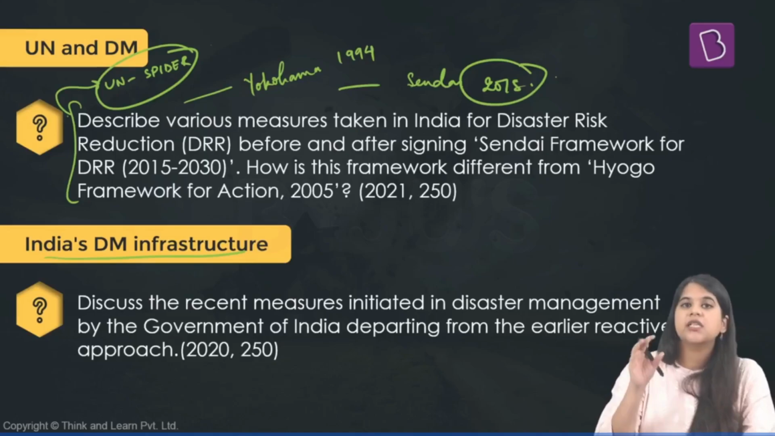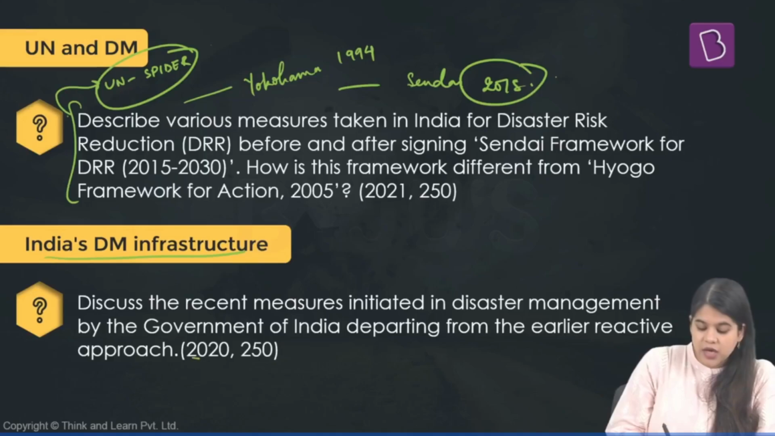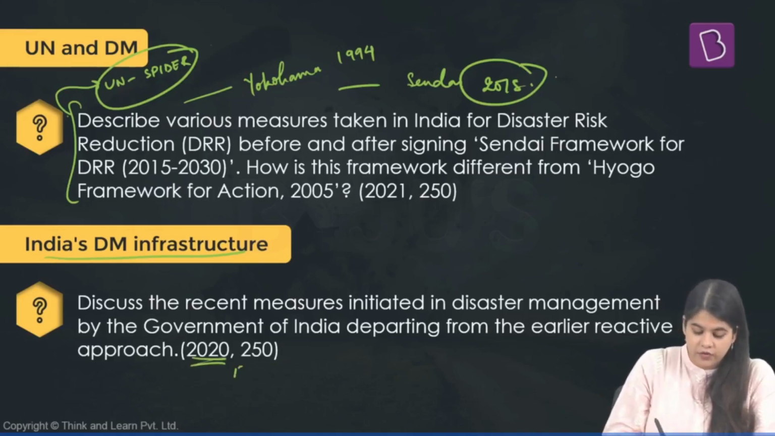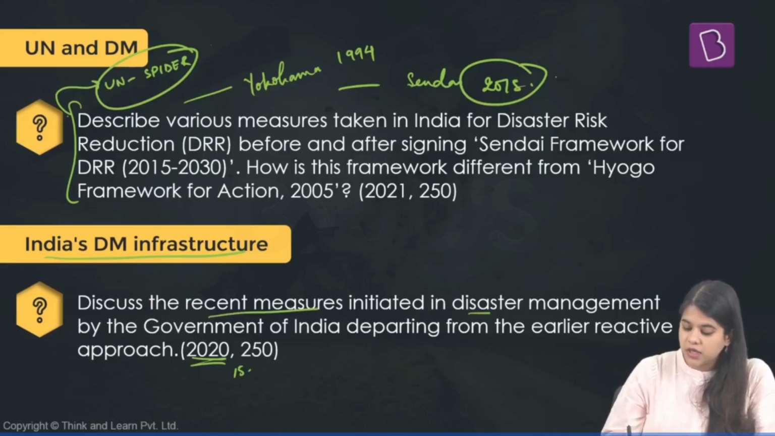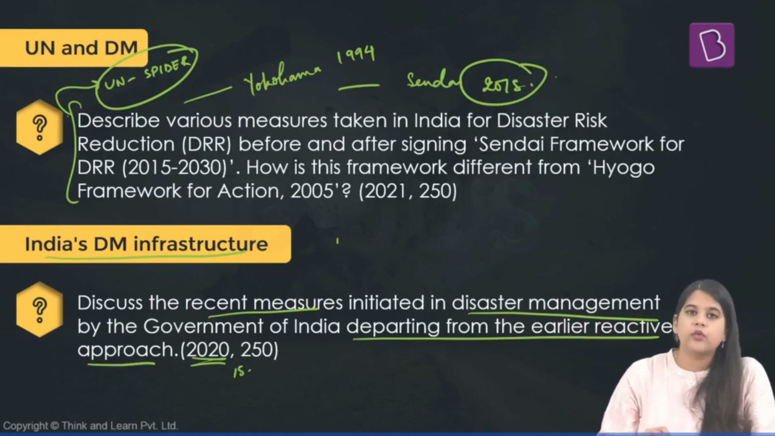Then we come to India's disaster management infrastructure. The question was asked in 2020 for 15 marks: Discuss the recent measures initiated in disaster management by Government of India, departing from the earlier reactive approach.